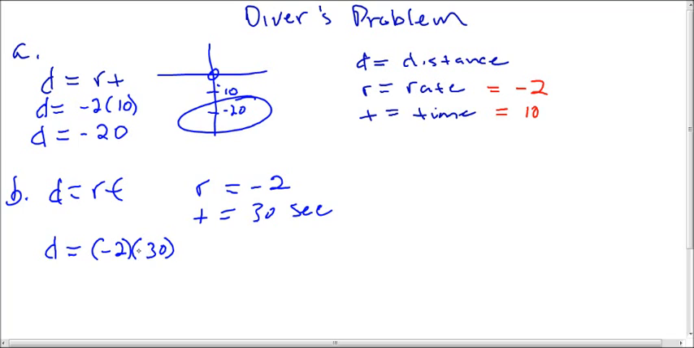Multiply again, 2 times 30 is 60, but a negative times a positive will give us a negative because the rules say different signs is always negative. So to answer the question, we can say that the diver was actually 60 feet below sea level after 30 seconds. So again, real world situation, one problem, one diver, two different answers, and we can move on.